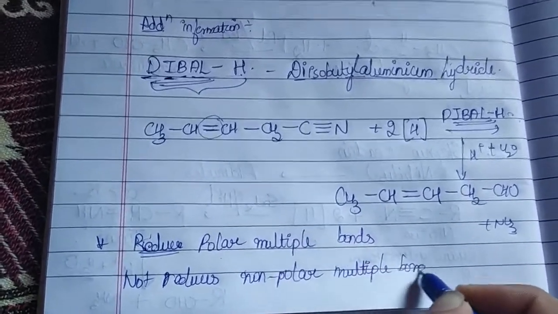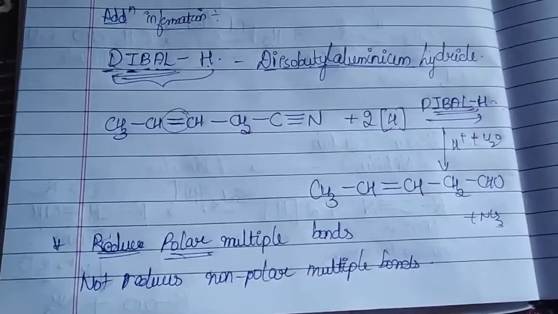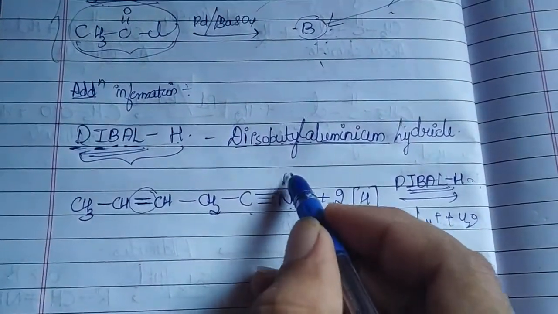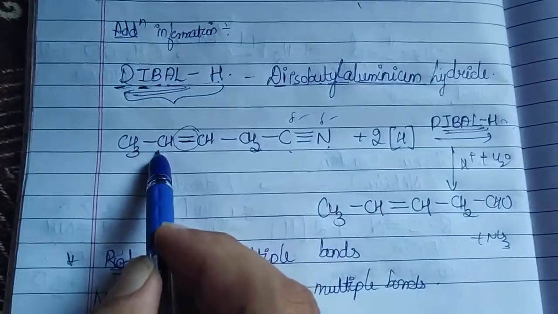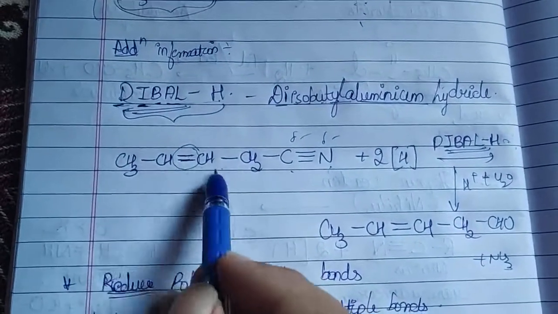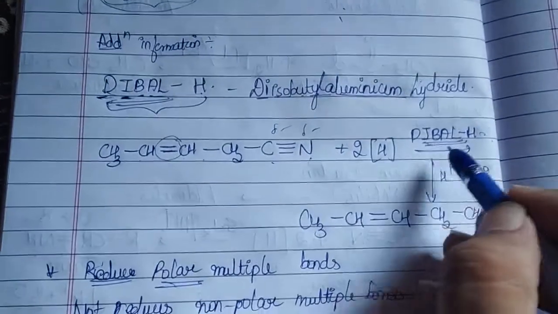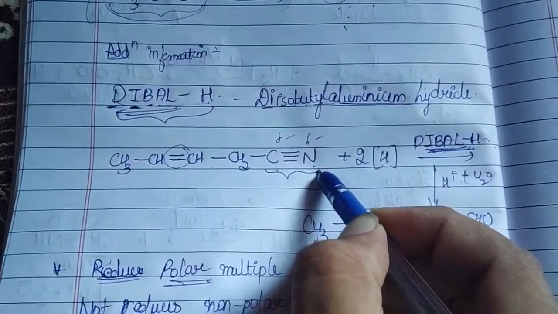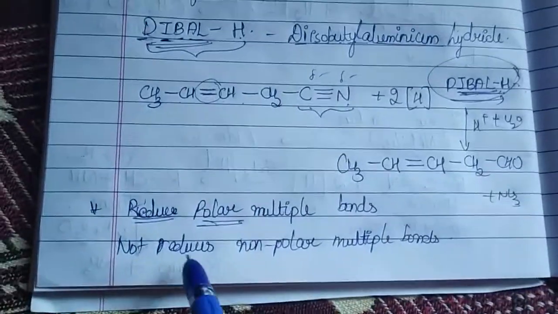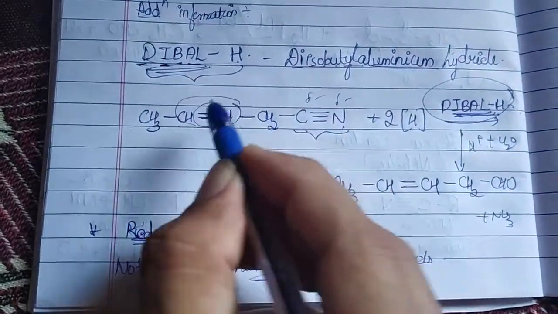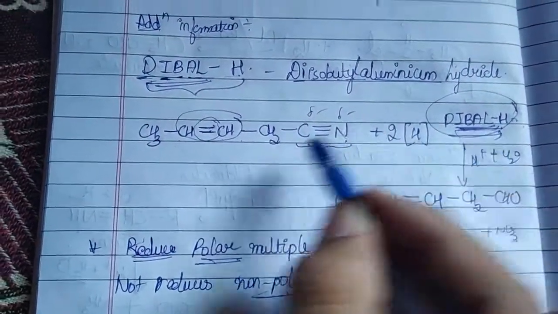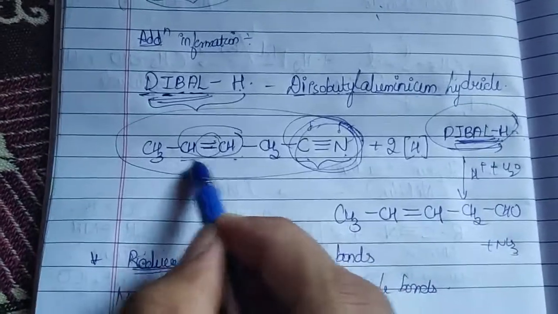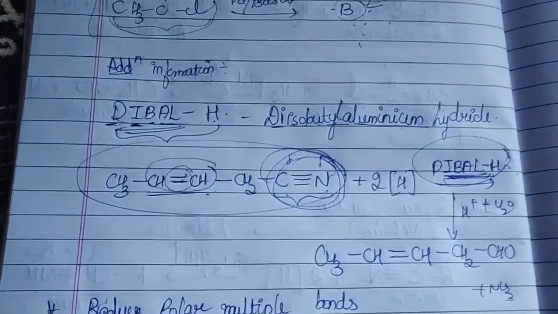What does that mean, sir? Polar exists whenever there is a higher electronegativity difference, like what we saw here between carbon and nitrogen. Then one gets a negative charge and one gets a positive charge. But here, both are the same atoms, so no polarity exists on this bond. So whenever we use DIBAL-H, it is only going to reduce such polar multiple bonds, and it is not going to reduce our non-polar multiple bonds, that is this bond. That is the reason whenever we use DIBAL-H in the reduction of nitriles, it only reduces your nitrile group and not your C=C double bond or other multiple bonds. Is that clear?